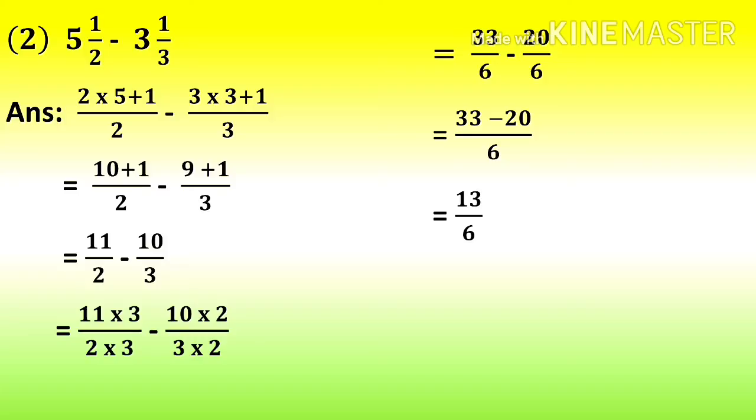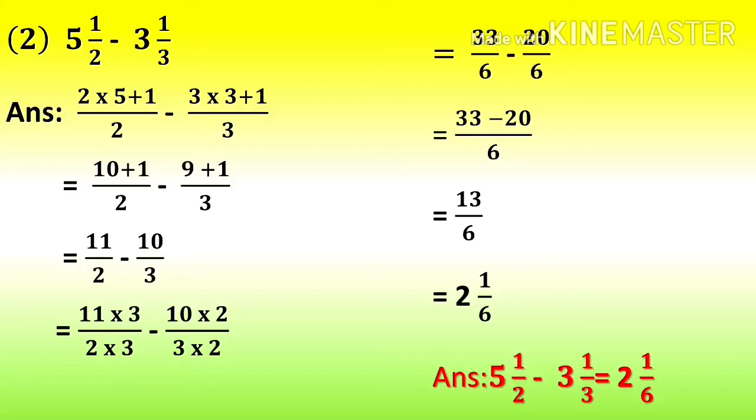Now we will divide 13 by 6. 6 times 2 is 12. 13 minus 12 we get 1. So our answer is 2 1/6. Is that clear? Okay. Now student, question number 7 is multiply. 5/6 multiplied by 2/7.